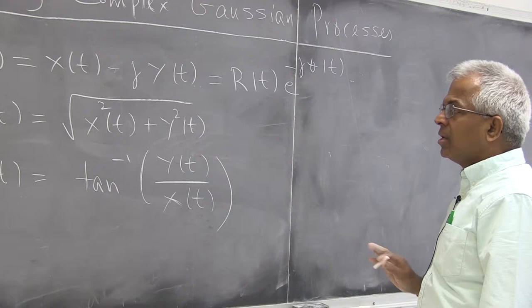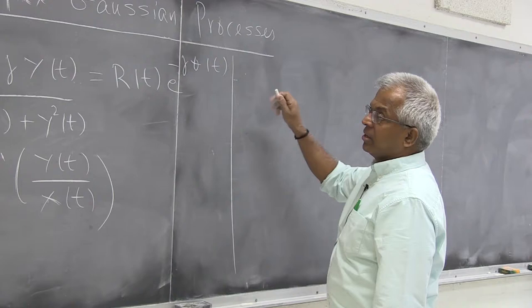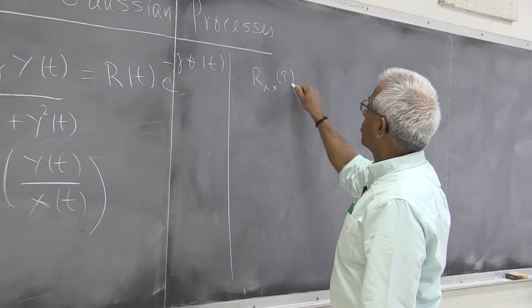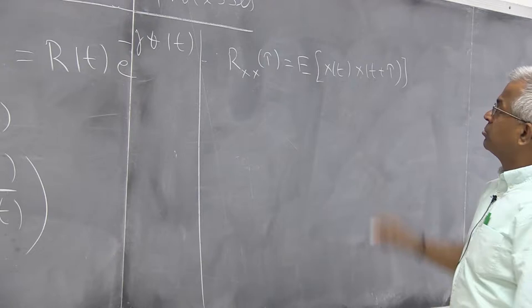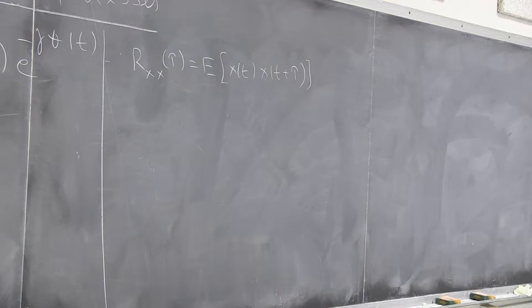But a little more is needed to make it more specific. First of all, it is stationary. So their autocorrelation function depends only on the difference of time lags. So I take two time instants, t and t plus tau. So the first assumption is that x of t is stationary.